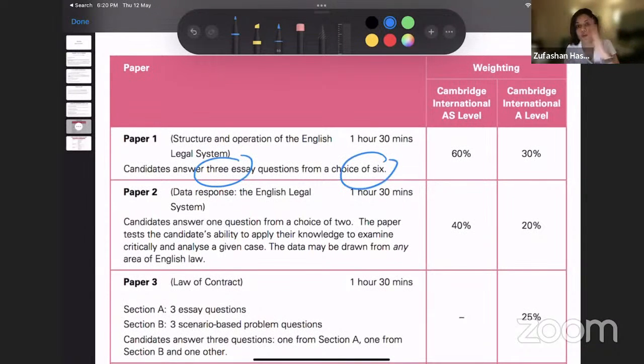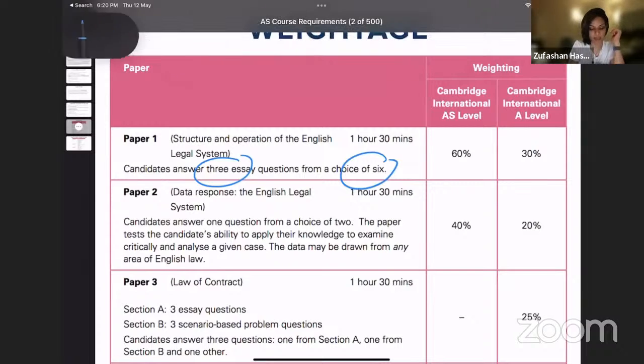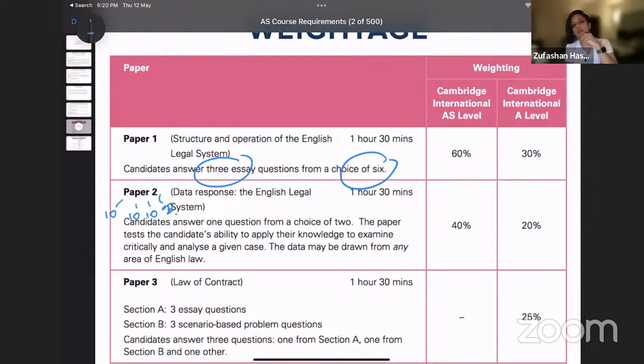It could be from anywhere in the whole syllabus. Then in P2, you have 4 parts. You have a 10-mark question, a 10-mark question, a 10-mark question, and then a 20-mark essay in the end, right? The 20-mark essay is similar to a P1 25-mark essay. So all 3 essays over here are 25 marks each.